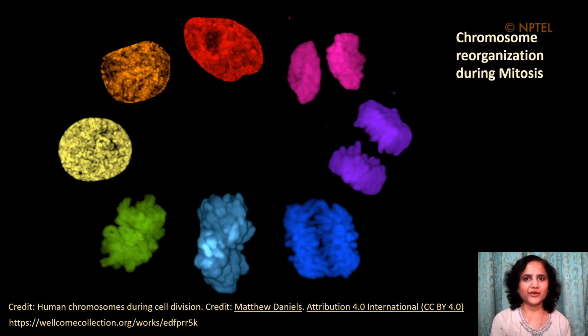Additional levels of higher order chromosome organization are seen in these chromosomes which are entering mitosis. Shown here are the changes in the chromosome organization that occur as the cell enters mitosis and reaches metaphase, at which point the chromosomes are maximally condensed. So how does this happen? And also all these structural changes in the chromosomes are very important for their accurate segregation.